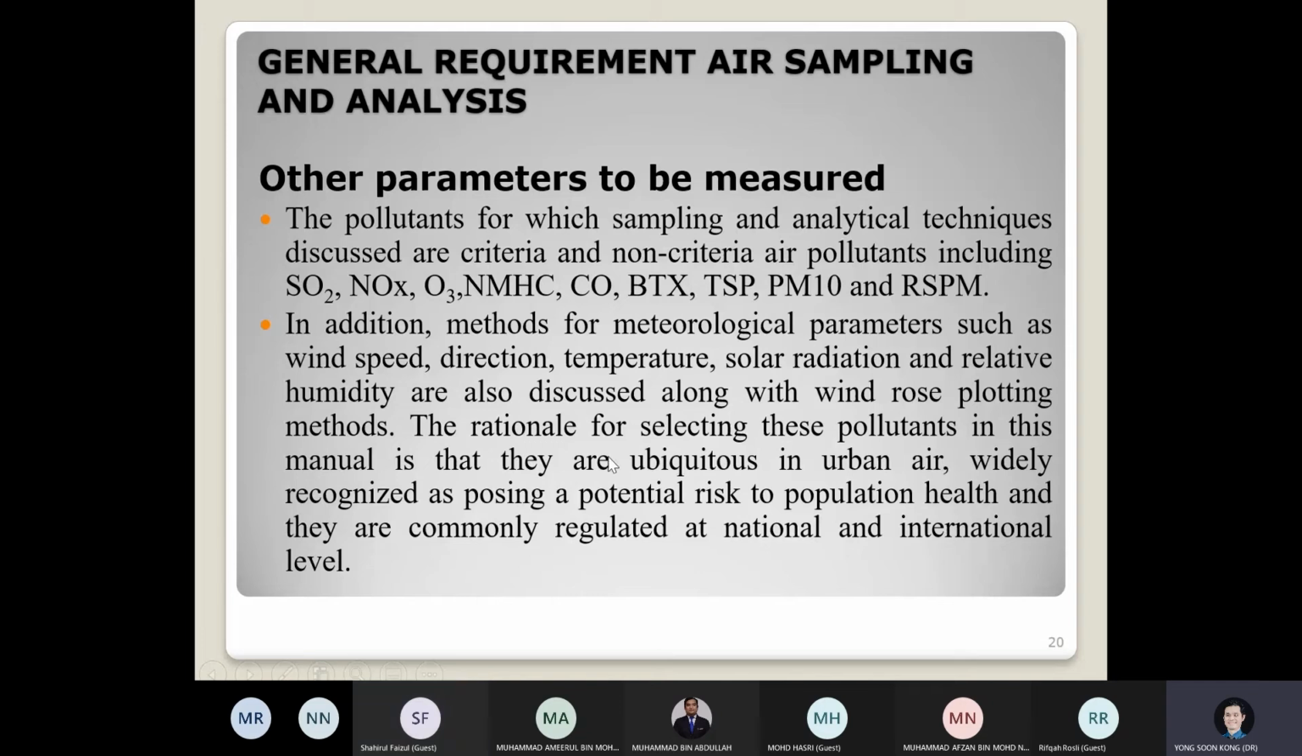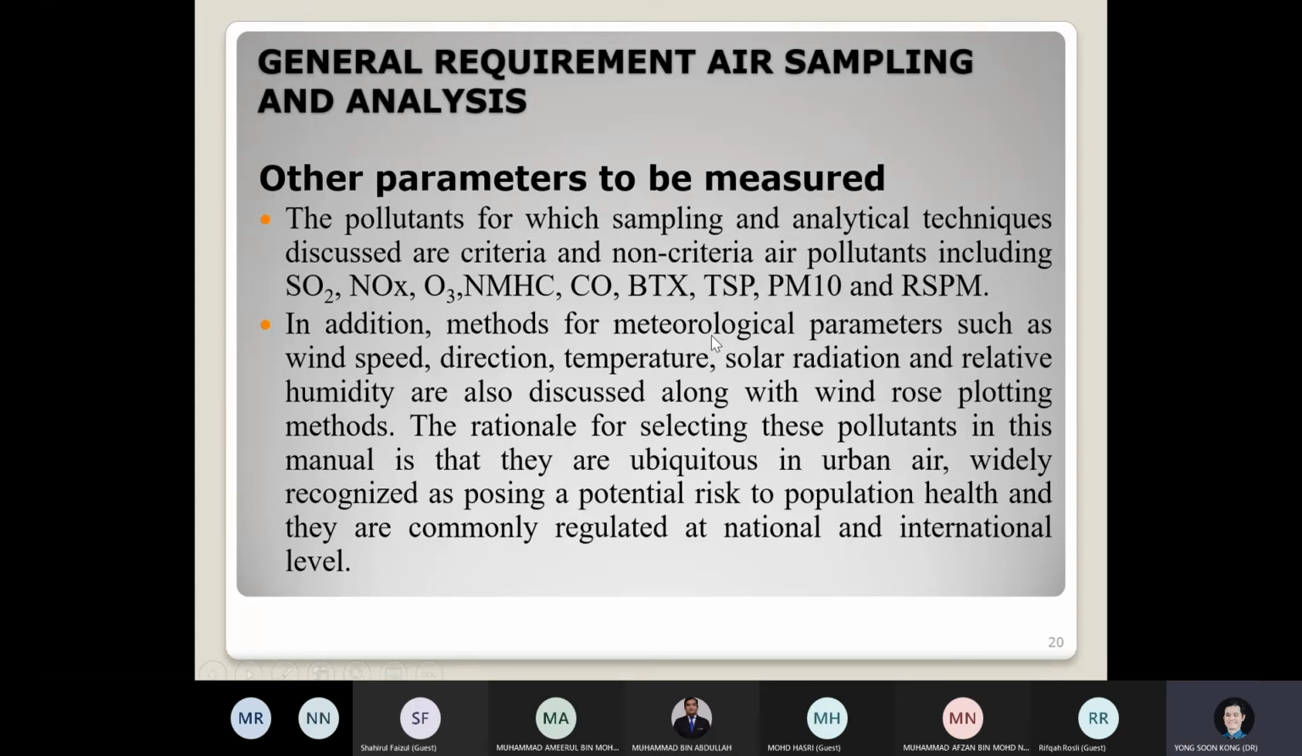Okay, the rationale for selecting these pollutants in this manner is that they are ubiquitous in urban air, widely recognized as posing a potential risk to population health, and commonly regulated at national and international level. So why are these meteorological parameters so important? For a very simple reason.